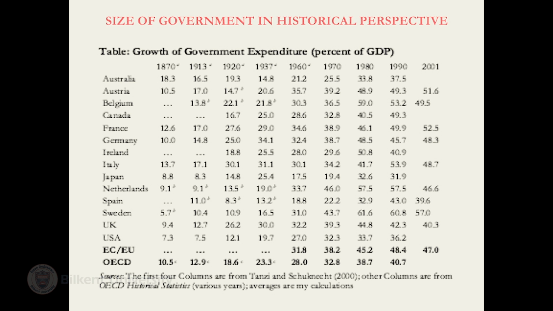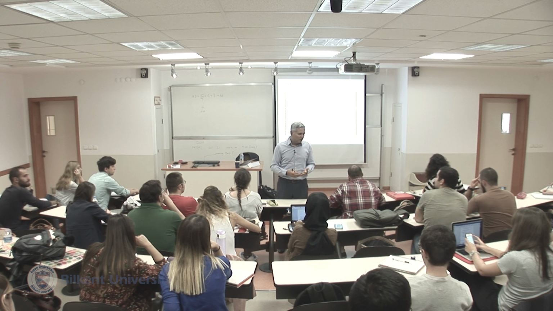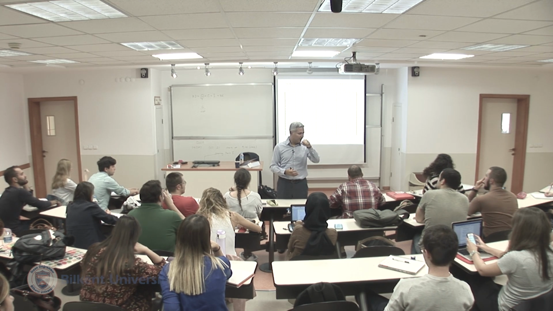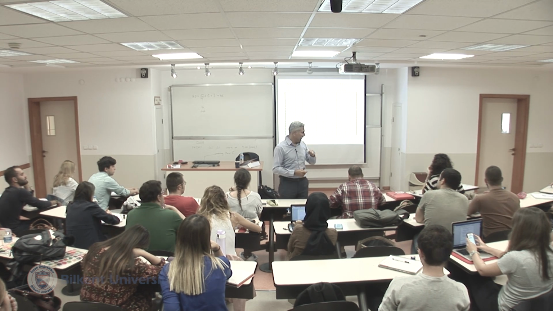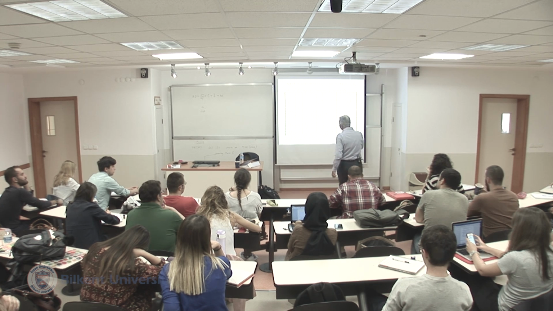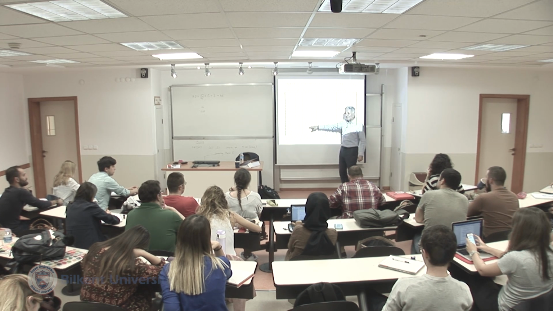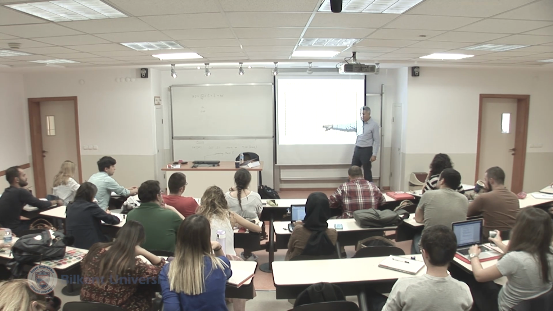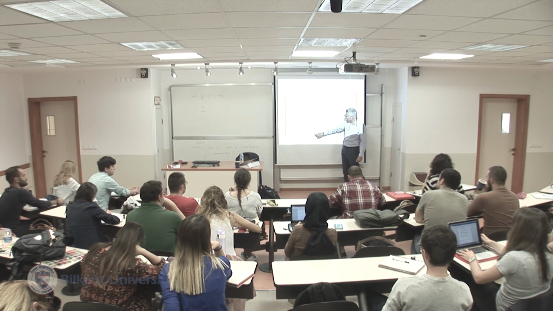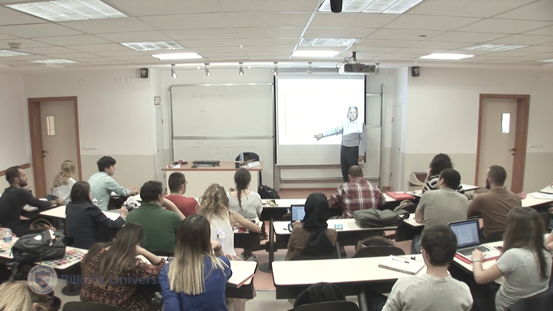So more than a quarter of all goods and services produced in the British economy are purchased by the government. As you can see, there is a phenomenal rise in the size of the British government. And this is much higher than the OECD average.